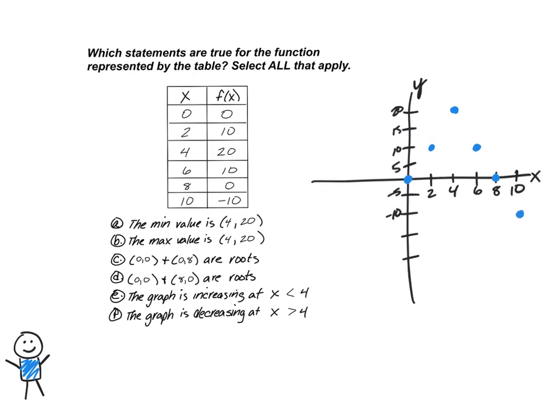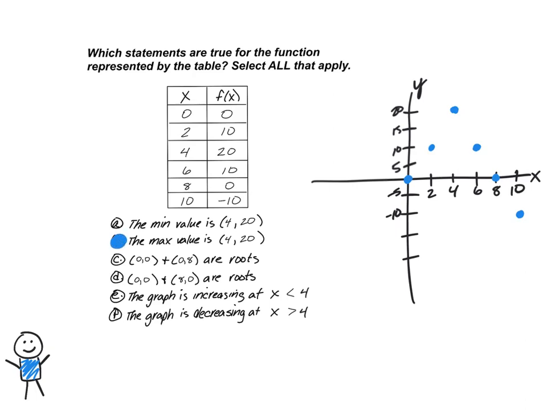All right, and now that I've got my data graphed over here, I can visualize, and it might help me answer some of these questions. So choice A says the minimum value is (4, 20). Well, (4, 20) is a vertex, and it's a very important point in this function, but it's not the minimum value. Because this is a mountain shape, it is the highest value. So this would be considered the maximum value, not the minimum value.